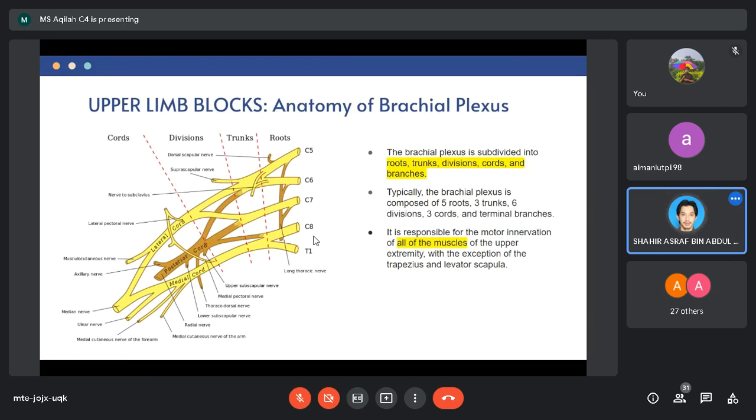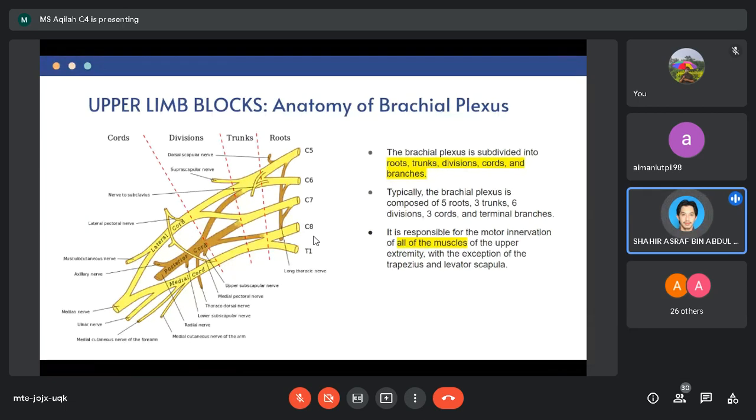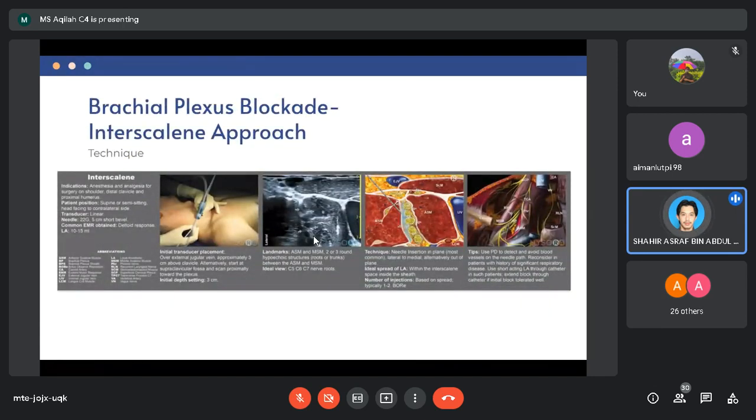And then of course we can go more distally, upper elbow individual nerve block of the median, ulnar, and radial, and also below the elbow or forearm block of the median, radial, and ulnar, and we can even perform wrist block. Depending on the site of the operation and the need of using a tourniquet or not, we will block accordingly.